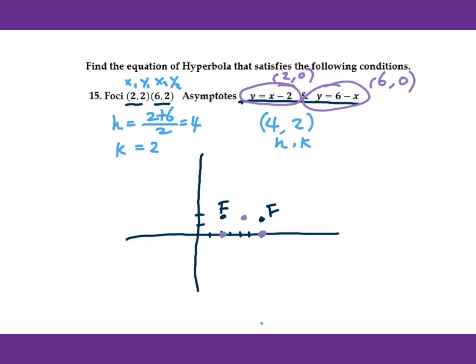As we know, asymptote lines will intersect at the center. Therefore, I can connect this. This will be y equals x minus 2. This one is y equals 6 minus x. The slope for the asymptote line is equal to 1. We can predict the graph like this.